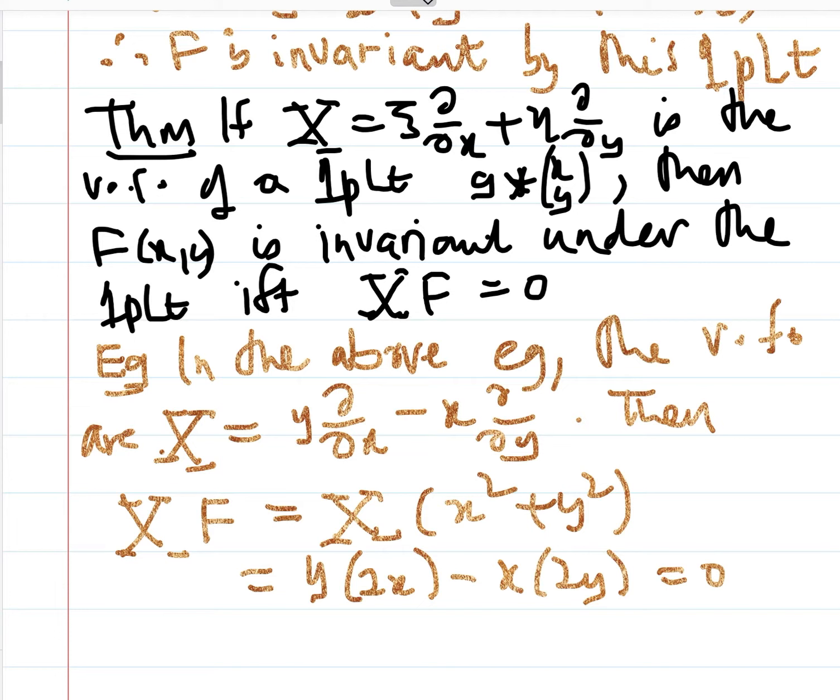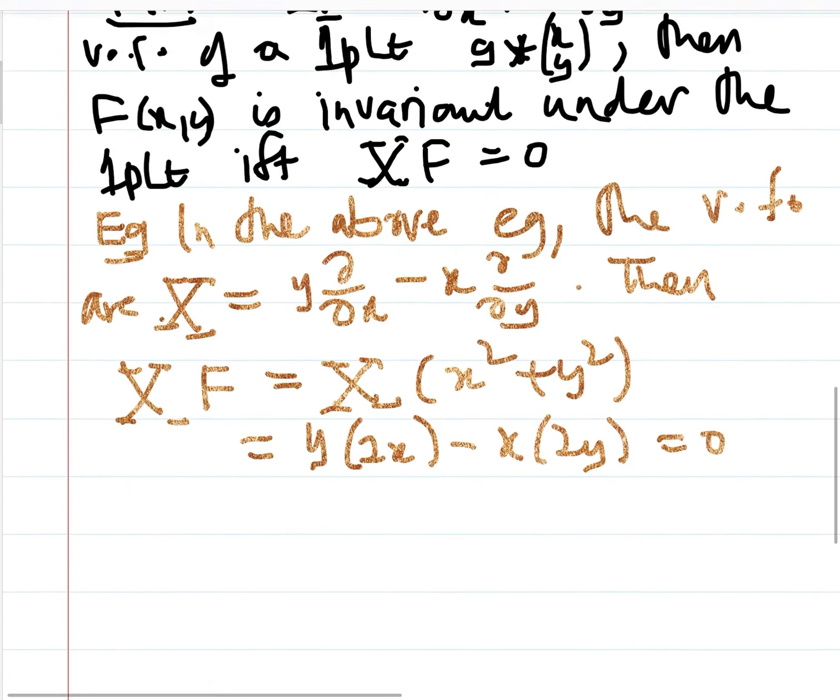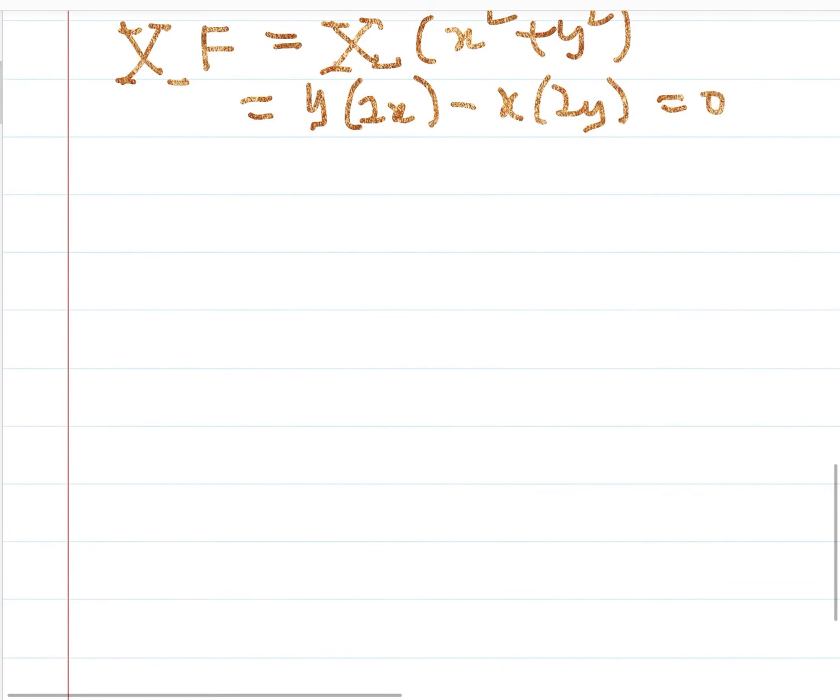This confirms the result. So there are two ways of checking if a function is invariant. One is to check the definition, and the other is to check whether the vector field on that function is equal to 0. The nice thing about this theorem is that we can use it to identify all functions left invariant under a one parameter Lie group of transformations.